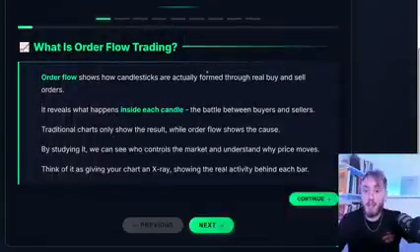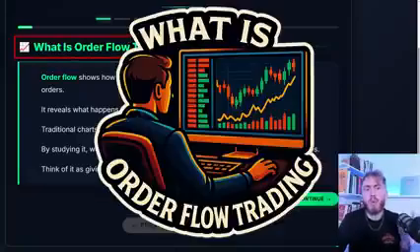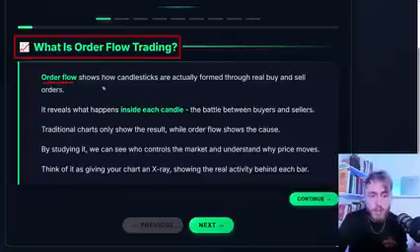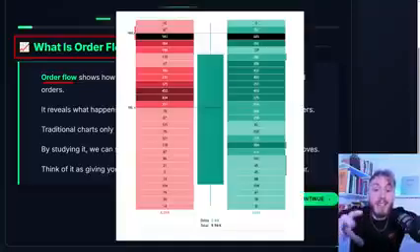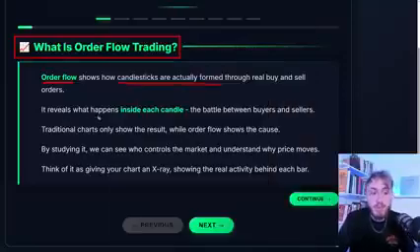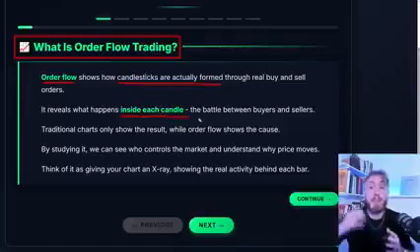But okay, so before we can start making money with order flow, we of course first need to know what is order flow trading in the first place. And in very simple terms, order flow shows you how candlesticks are actually formed. So you can basically look inside a candlestick. It's like a more detailed view of a candle. So you can see here, it reveals what happens inside each candle. It reveals the battle between buyers and sellers.